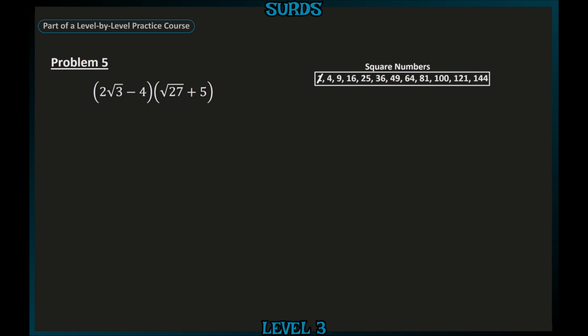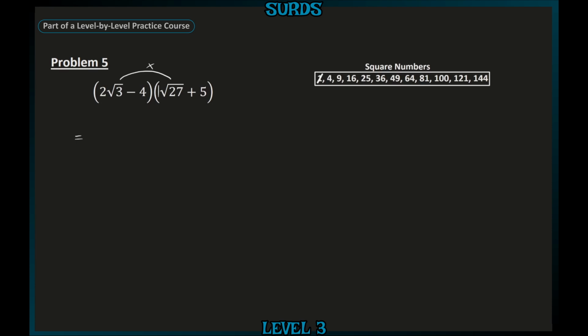Back to this question, what we'd like to do to expand these brackets is to start by multiplying together the first two terms. And we can either do this straight away, or we can first simplify the root 27 because it can be divided by 9, which is a square number, and either approach is fine. I'm going to start by multiplying together straight away. So we have 2 root 3 times root 27, and in front of the root 27 there's a 1.